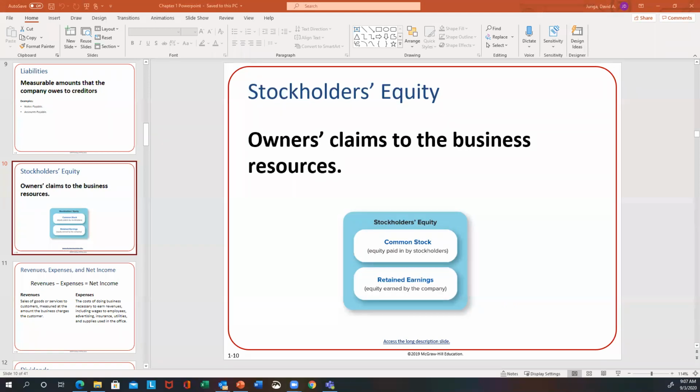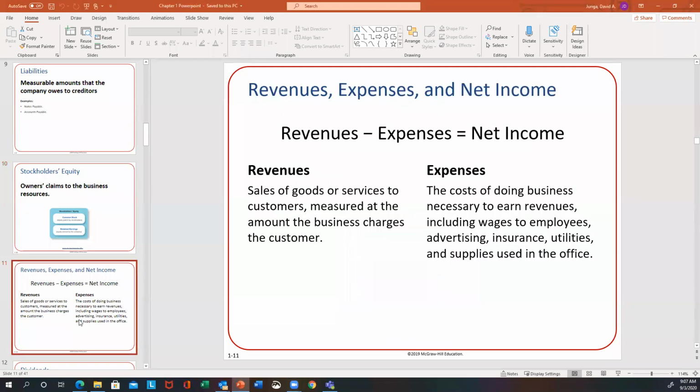Okay, next slide. So this is talking about how to calculate net income. Just remember, your revenues are the inflows that your normal course of business generates. The expenses are the cost to run your business. These are some examples: wages, utilities, insurance, and so forth. If you take your revenues, which is kind of like your cash inflows, and subtract out your cash outflows, the difference is either net income or net loss if your expenses are greater than your revenue.